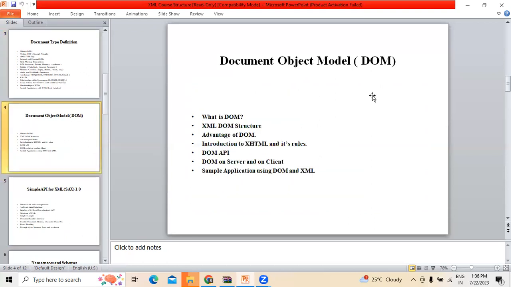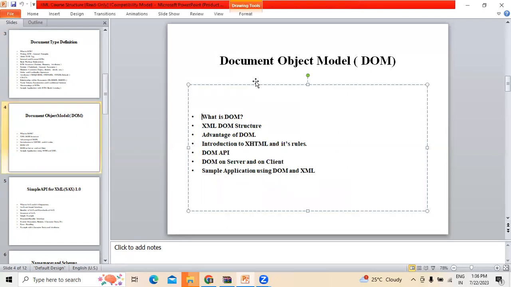Once it was done, we call it DOM, which is called document object model. We must know what DOM stands for, the structure of XML DOM, the advantages of DOM, and the introduction about XHTML, like the rules that XHTML follows. Along with this, we must know about the DOM API, application programming interfaces for DOM.